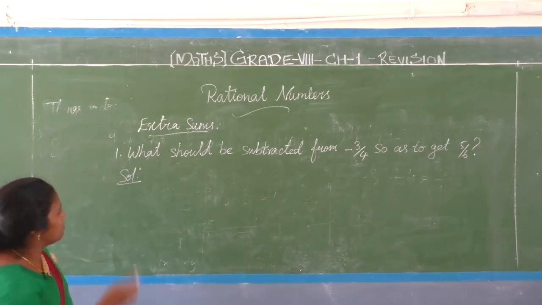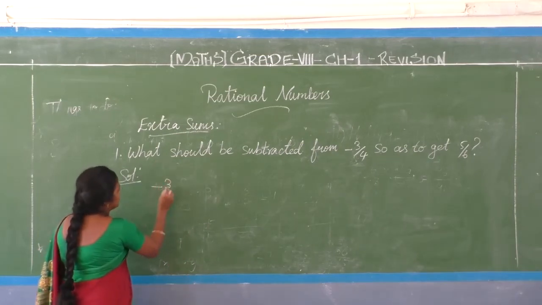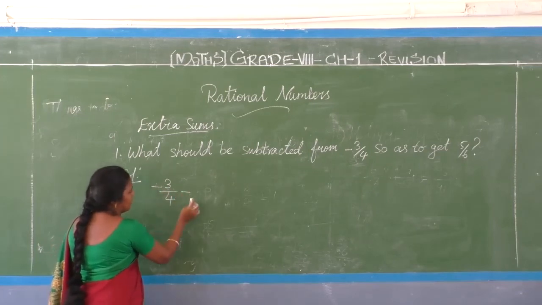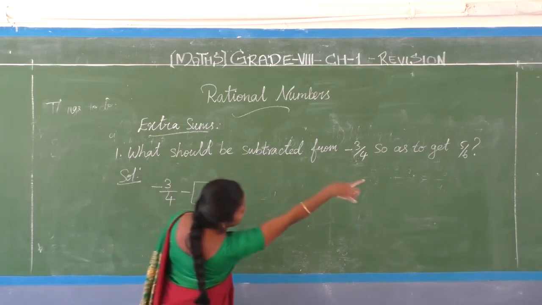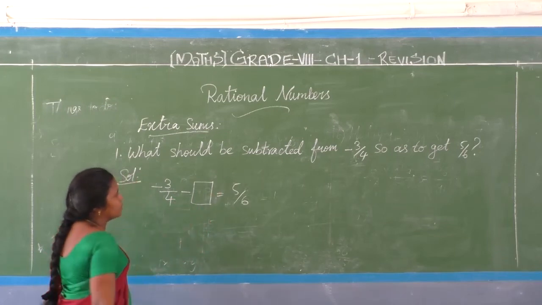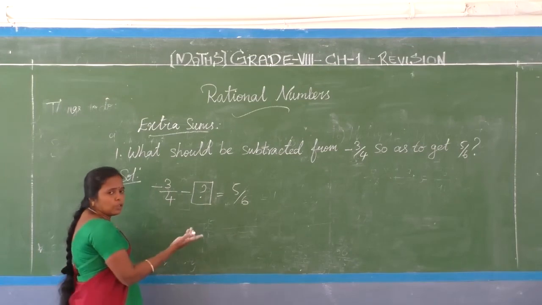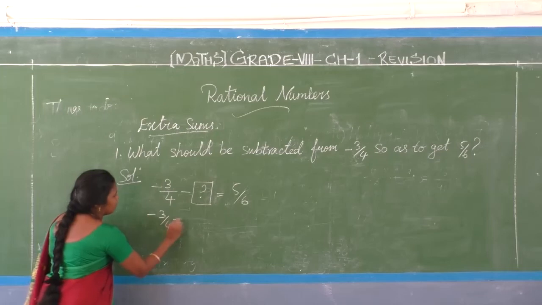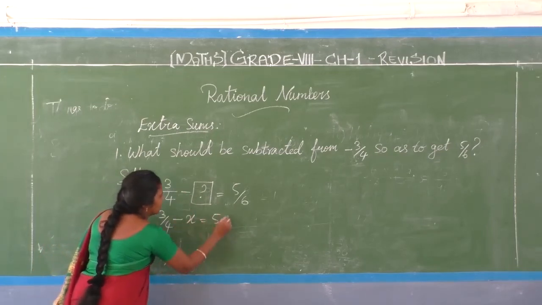What should be subtracted from that? So how does it come as per the question? Minus 3 by 4. From this minus 3 by 4 only, we have to subtract something so as to get the result 5 by 6. Clear? The given question I have written mathematically like this. Now what should be subtracted? We don't know. So the unknown number we have to take here as x. So minus 3 by 4 minus the unknown number x is equal to 5 by 6.